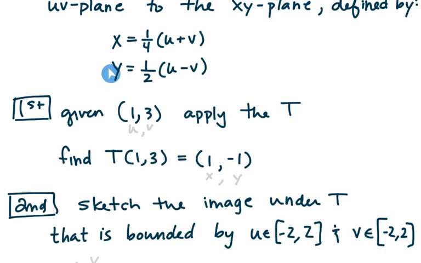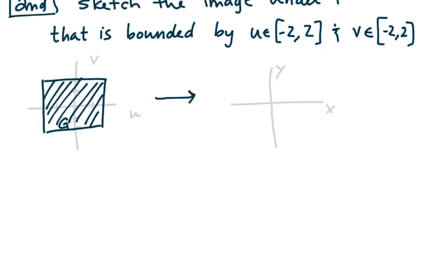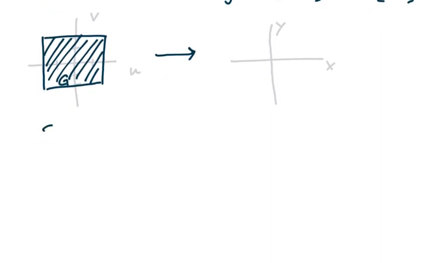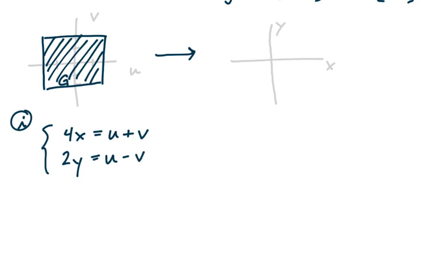So I'll have 4x and 2y. All right, what does that give us? Here's my system. Call this part one. We have 4x equals u plus v, and 2y equals u minus v. If I were to add these together, I would get that 4x plus 2y equals 2u plus 0v. So 4x plus 2y equals 2u.